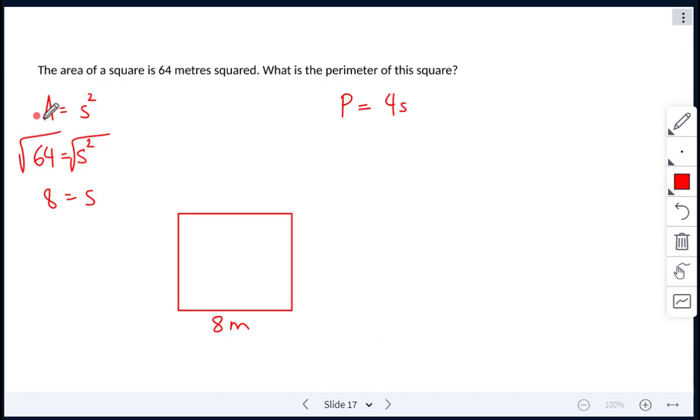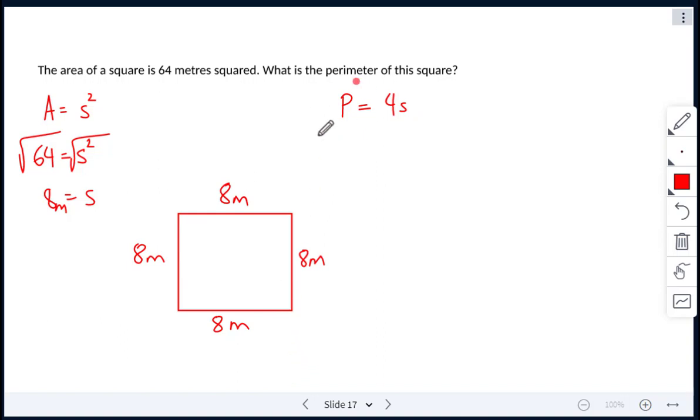So what we've done here is use our formula for the area of a square. Area is equal to side squared. So we knew that our area was 64, and that's equal to side squared. So to get to the side, we have to take the square root of both sides, and that gives me a side length of 8 meters. All right, so just drawing it out here, 8 meters is the side length of the square, so that means each side is 8 meters for that square.